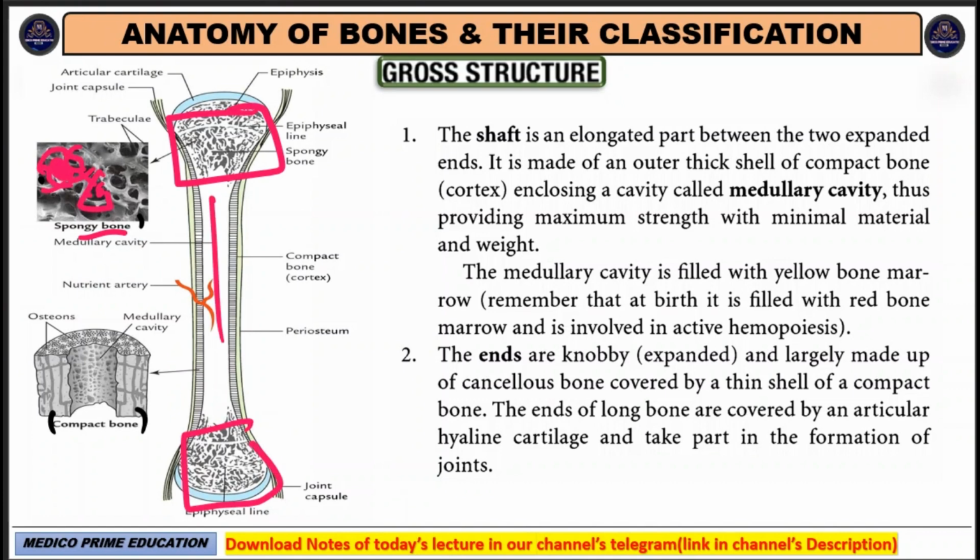And in between the two spongy bones, you can see the compact bone. And in between the compact bone, you can see the medullary cavity. I have already shown you how the medullary cavity is formed in between the compact bone. If we cut like that and see from the upper side, this is all about the compact bone, and between them is the medullary cavity. Now we are going to discuss the parts of the long bone.